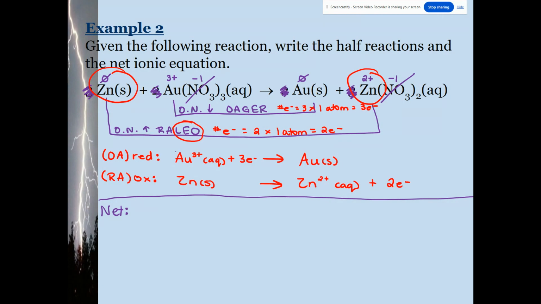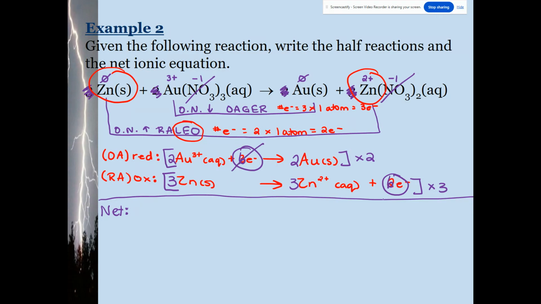That would be 6. So I'm going to have to multiply the gold half reaction by 2, and I'm going to have to multiply the zinc half reaction by 3. So this will become 2, this will become 6, this will become 2, this will become 3, this will become 3, this will become 6. So now my electron transfers balance. You always find the lowest common number that you can get those two for balancing coefficients, because you always want to use the lowest whole number balancing coefficients.